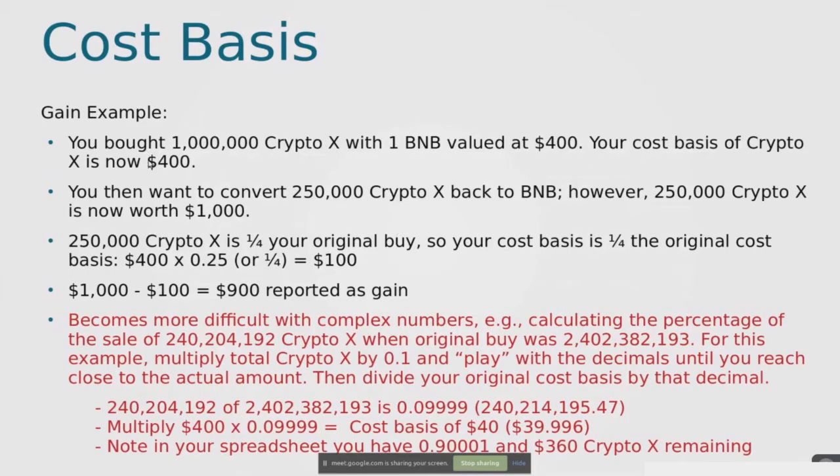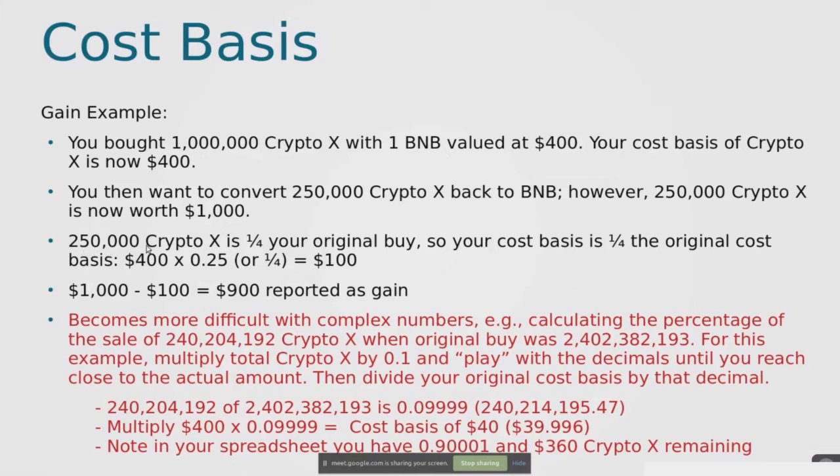All right, so here's a gain example. You bought 1,000 CryptoX with one BNB valued at $400. So your cost basis of CryptoX is now $400, nice and tidy. Now let's say you want to, I should say swap, not convert. You want to swap 250,000 of CryptoX back to BNB. However, 250,000 CryptoX is now worth $1,000.